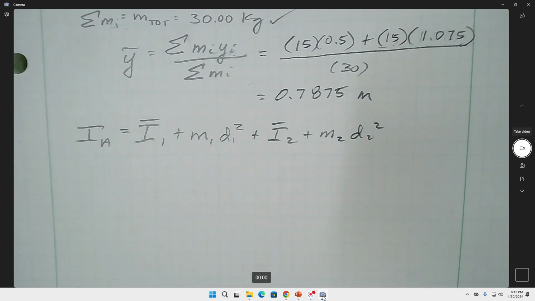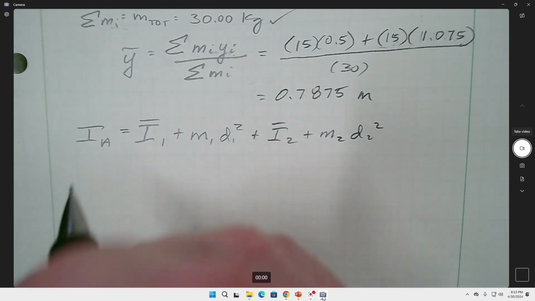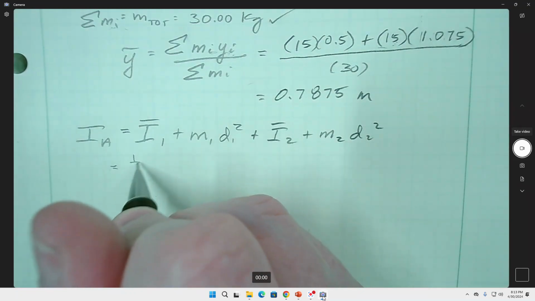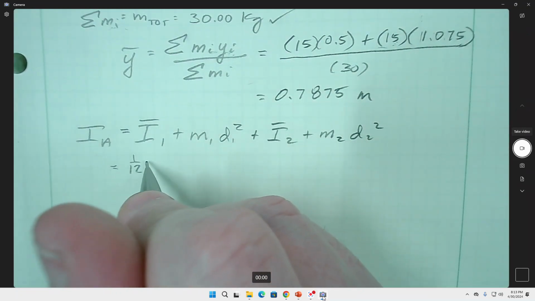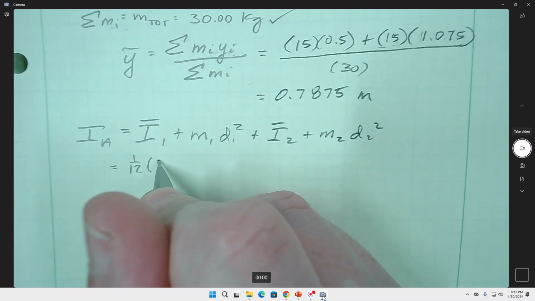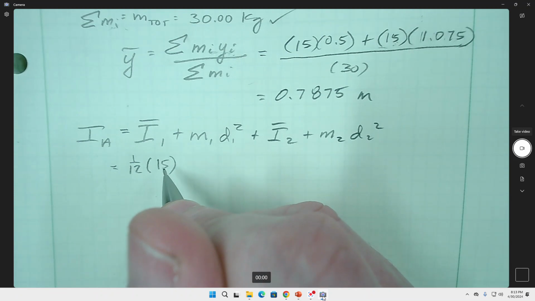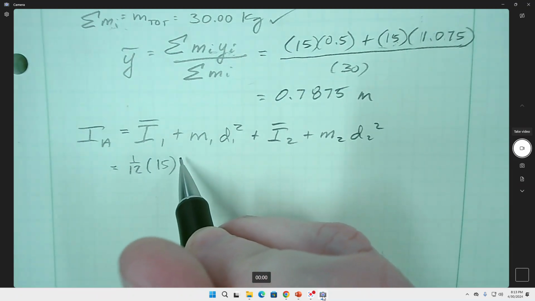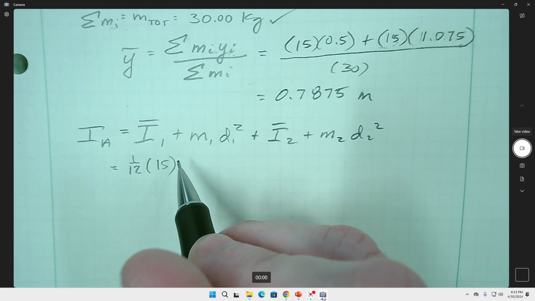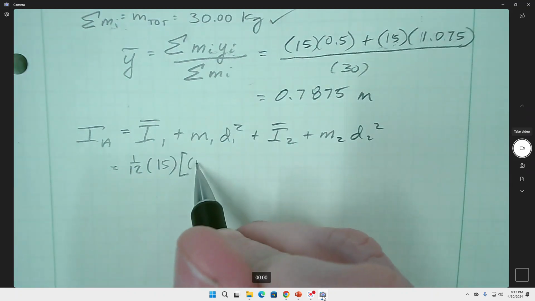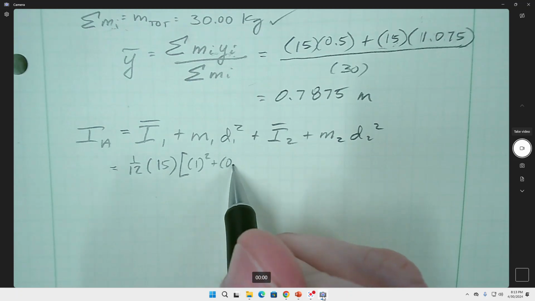But recognize that I might make some statement. Me today would make a statement going like, you know, approximately, right? And so I say approximately, and hopefully you know that I'm giving you license to make some approximations. I don't know if I would do that. Probably. All right, so we're going to go 1/12 times the mass of 1, which is 15, times the length squared plus the width squared. So 1 squared plus 0.15 squared.